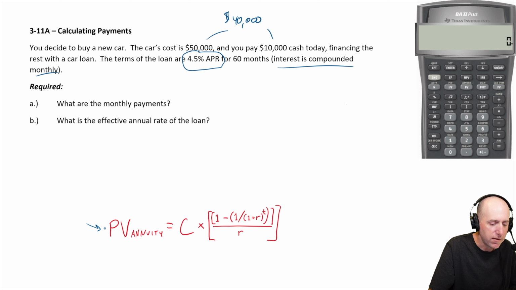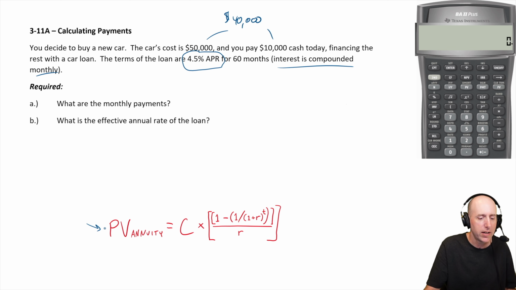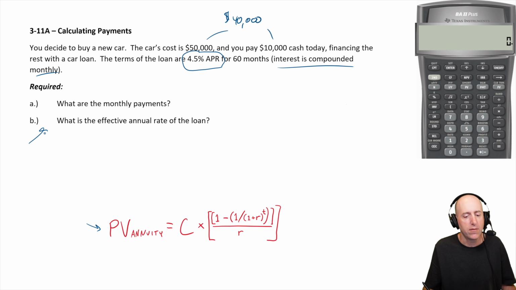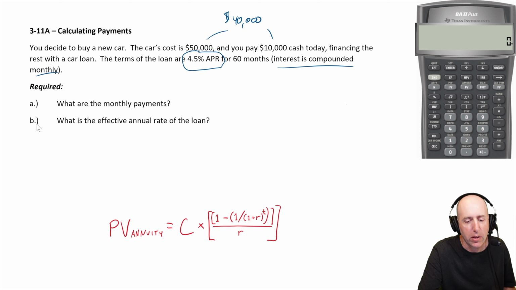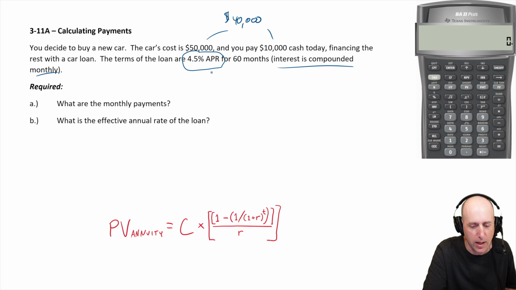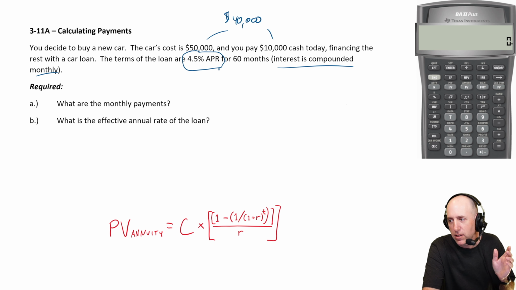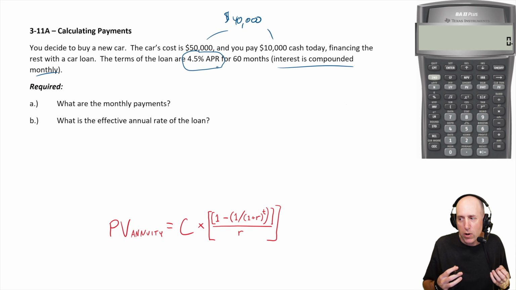We're going to need to use PV of an annuity to solve that. And the second is, what's the effective annual rate of the loan? Okay, let's figure out the payments. So the first thing we say is, okay, APR is simply the interest rate per period times the number of periods in a year.